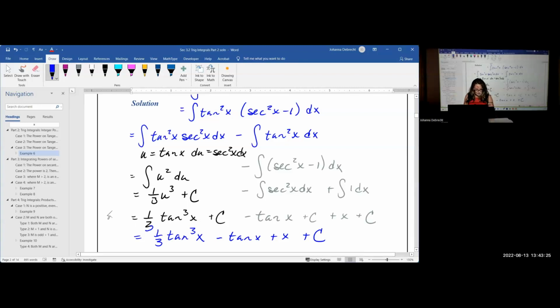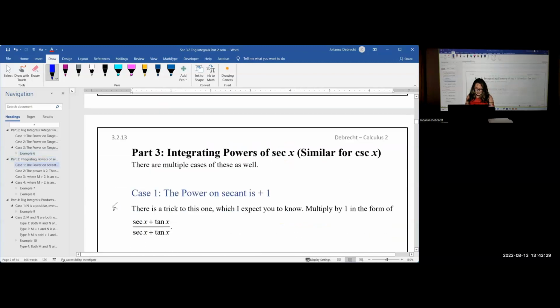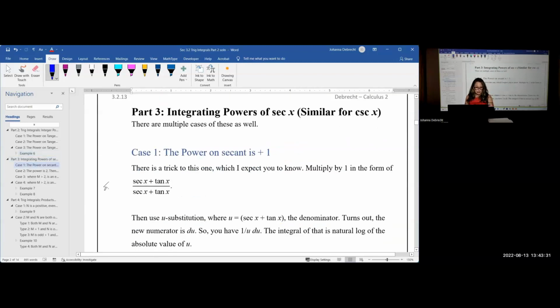Okay, we've dealt with powers of tangent. Let's now take a look coming down here at part 3, integrating powers of secant. This would be similar if it were cosecant. We would just replace secant with cosecant and tangent with cotangent. Now there's multiple cases of this one as well.